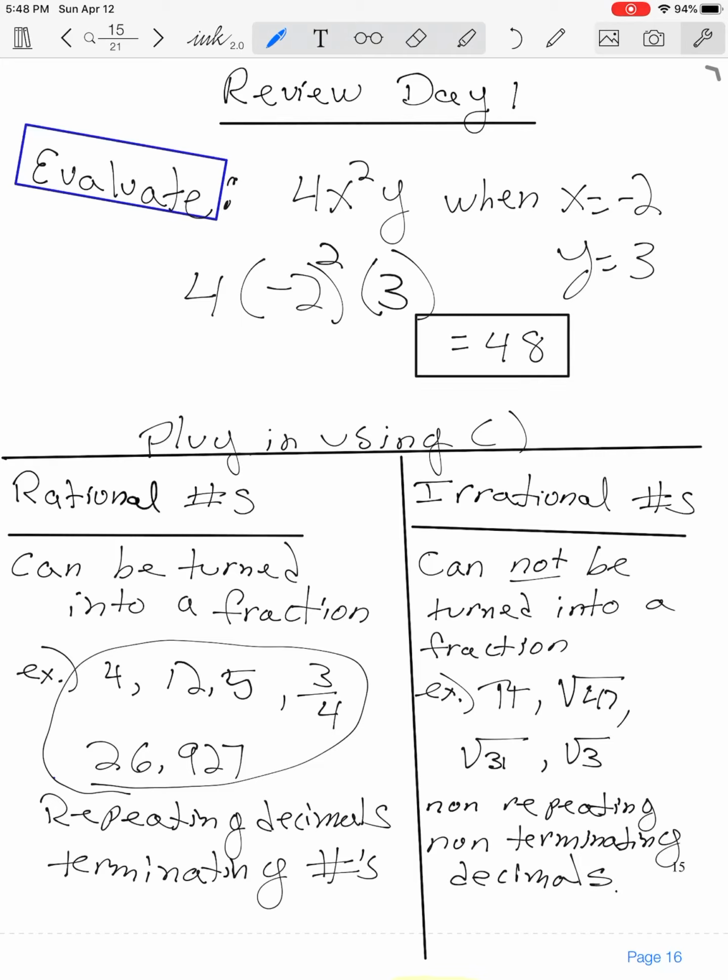The last thing I'm going to ask you to do is to translate. And I remember you were very good at that. You'll be able to translate. So your assignment is going to be review packet 1. You're going to do numbers 1 through 11. Message me when you're done, and I will send you the answer key.